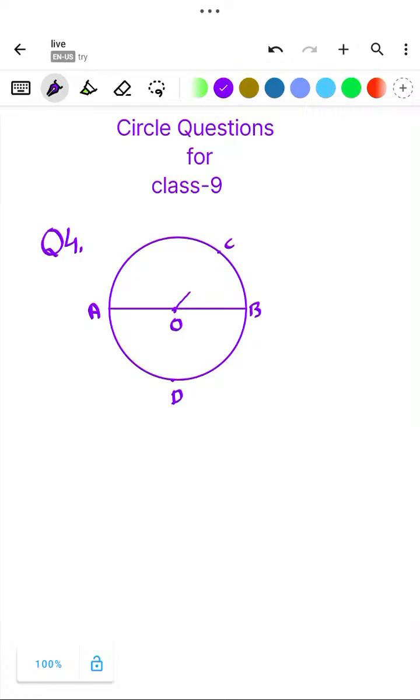Now if we join OC, this angle is given 135 degree, angle AOC, right? So this angle you have to find out.